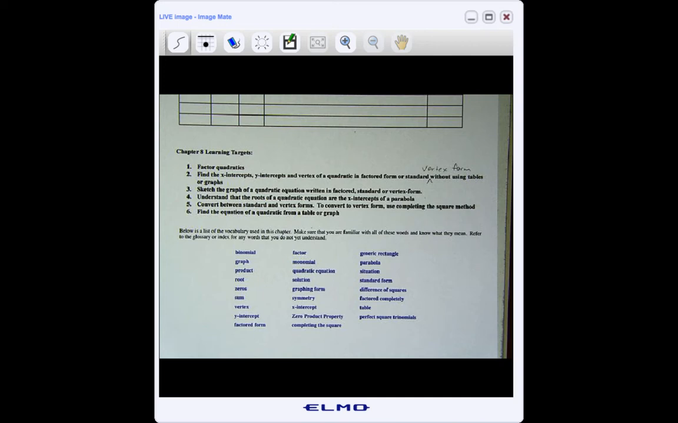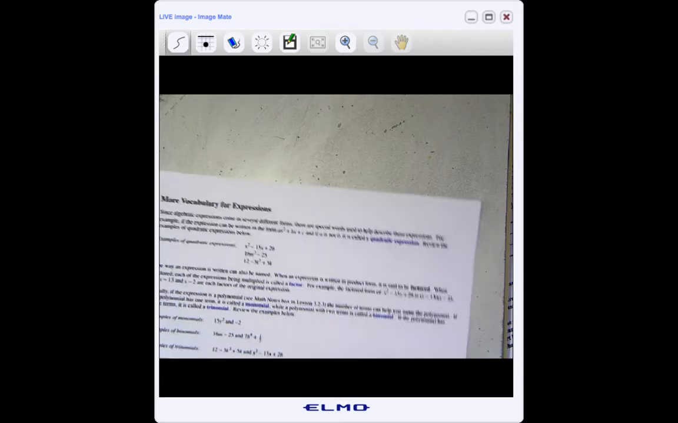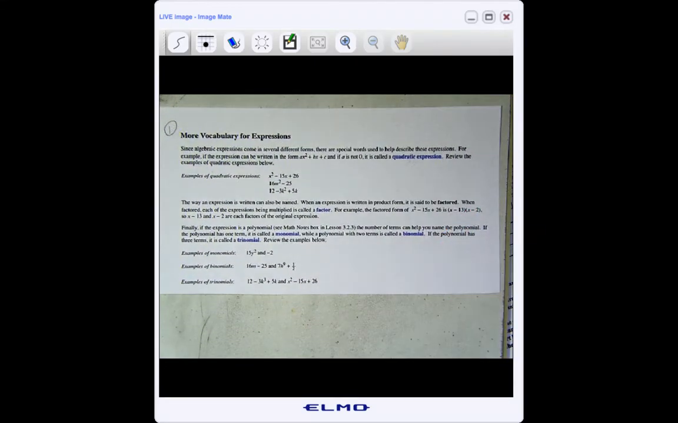Okay, and then at the bottom are some different terms you should maybe know. So take a look at some of these things, and if there are things that you're not sure what they mean, they are all defined in the glossary of your textbook. Okay. All right, so the first item that we're going to look at is this more vocabulary for expressions. Okay, so that showed up.